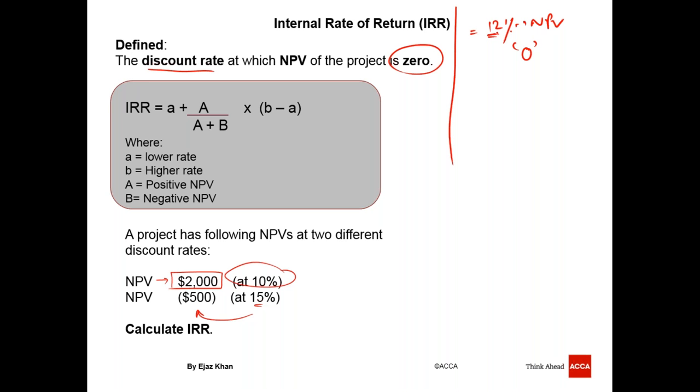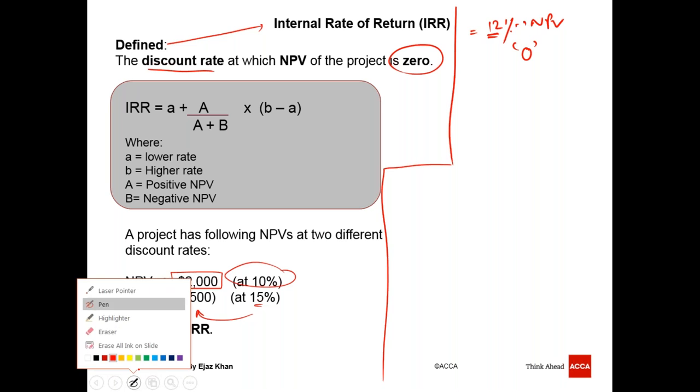So if we are able to find out the rate at which NPV will be zero, it will help us to decide whether a project should be accepted or rejected. So this rate is called IRR. So now we have to find out this rate of return at which NPV will be zero. Is this clear? Okay, the problem is how to find out a rate at which NPV will be zero.